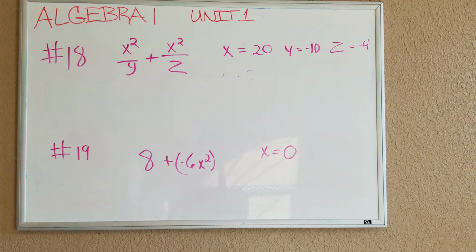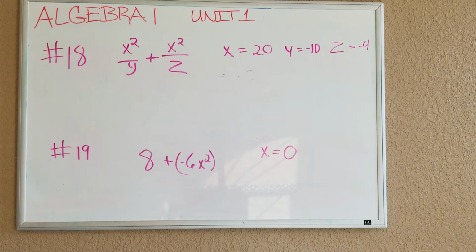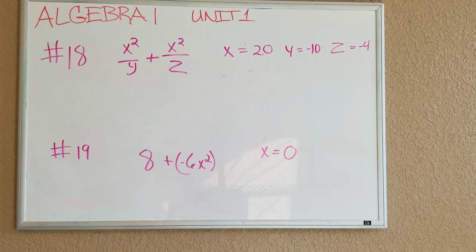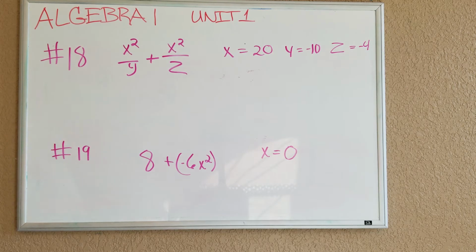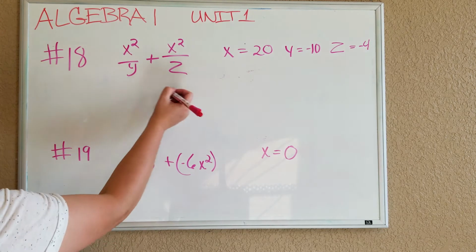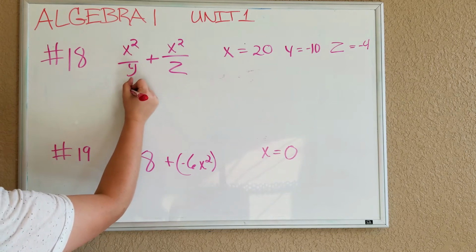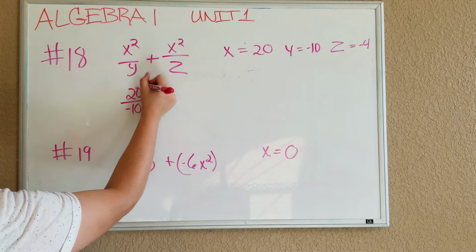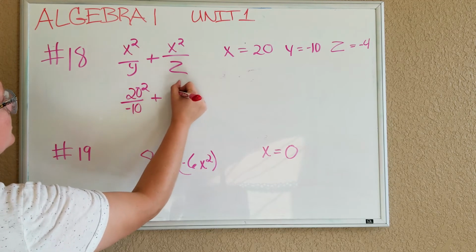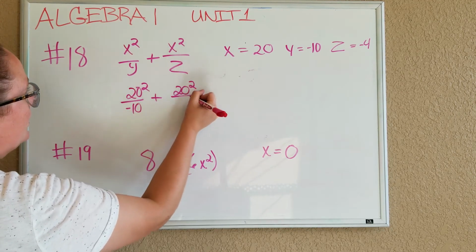All right, now problem number 18. They want you to evaluate x squared over y plus x squared over z, if x is 20, y is negative 10, and z is negative 4. So you're just going to insert these numbers in here. X is 20, so you're going to have 20 squared over negative 10 plus 20 squared over negative 4.